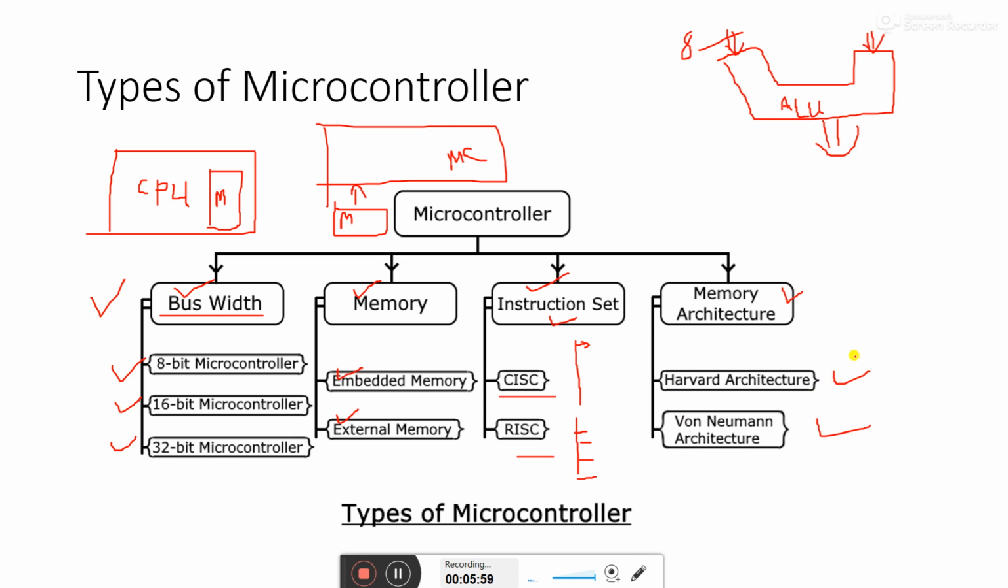In the Harvard case, we have separate data memory and separate code memory, and the CPU basically fetches both the data and the code simultaneously. While in the von Neumann architecture, we have one memory, and in this memory both code and data are available. So that is the von Neumann architecture.